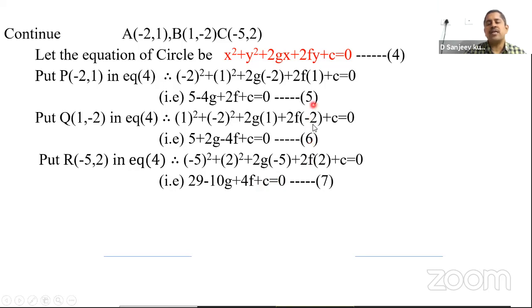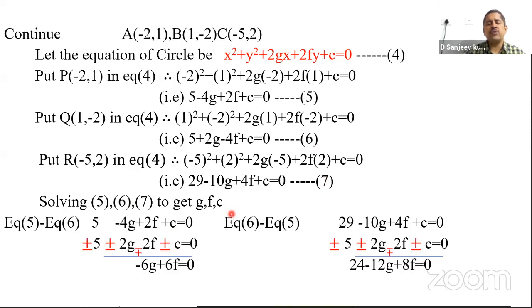So you got 3 equations in terms of g, f and c. So you need to solve these 3 equations to get the value of g, f, c. So how to solve? It is up to you, however you wish to solve. I have taken equation 5 minus equation 6 first.